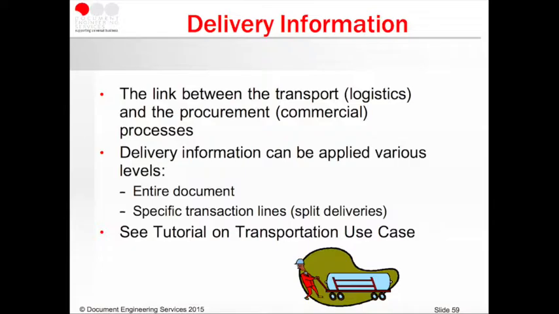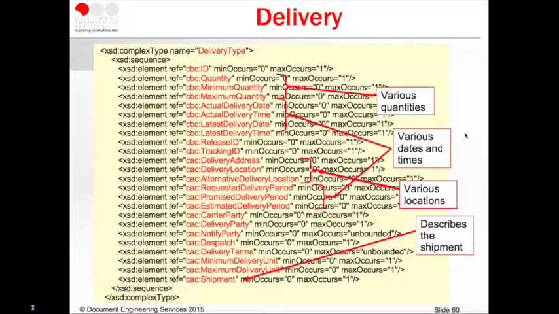UBL allows deliveries to be identified at a document level. In other words, this delivery applies to the whole transaction or at specific line items. So there may be split deliveries where on a particular shipment, the deliveries may be split. There is a separate video tutorial dealing with transportation in a use case that goes into much greater depth about how this works. But for now, let me just show you what a delivery structure looks like.